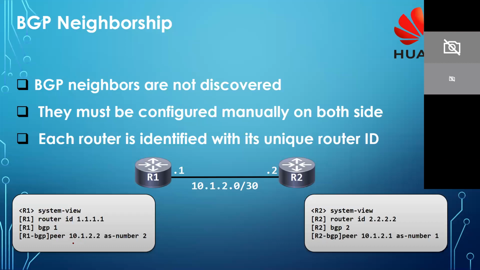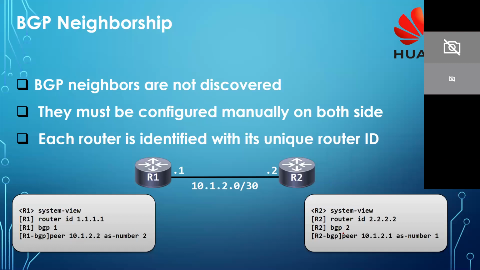And we say to R1 with this command peer that this IP address, 10.1.10.1.22, is the address of your neighbor. And we specify the AS number of the neighbor. So R1 will be neighbor with a neighbor that has this IP address and this autonomous system.